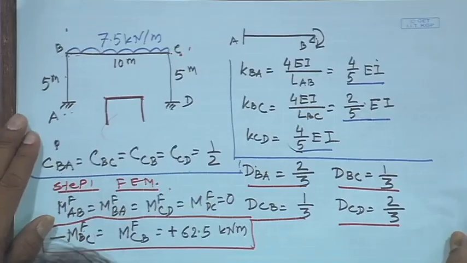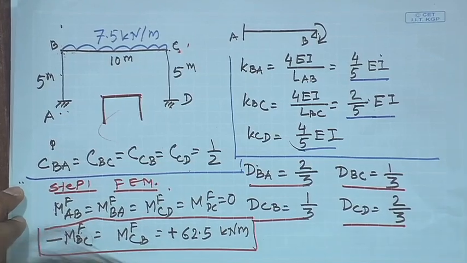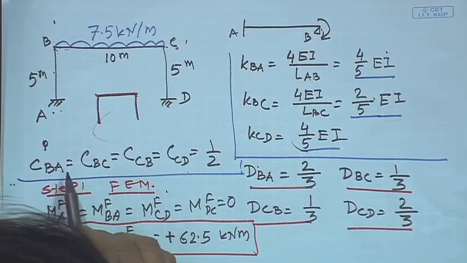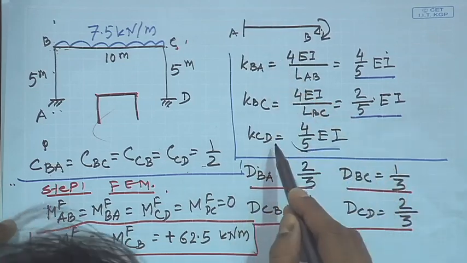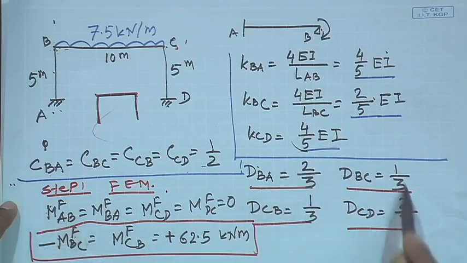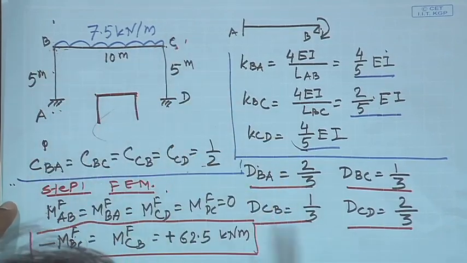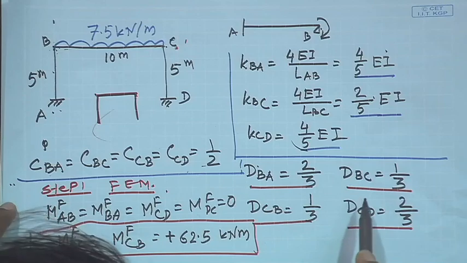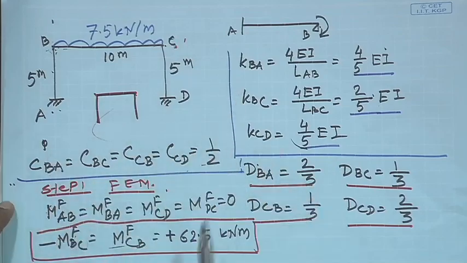Just to refresh your memory, these are the slides from the last class, the same example we used. We calculated the carryover factors as half, and then the corresponding absolute stiffnesses are this, and from these absolute stiffnesses we calculated the distribution factors for members BC and BA, and then CB and CD. Then in step 1, we calculated the fixed end moments for member BC; for members AB and CD the fixed end moments are 0.